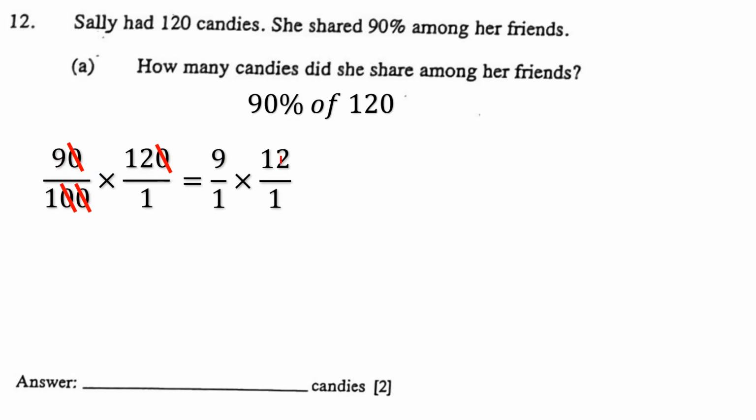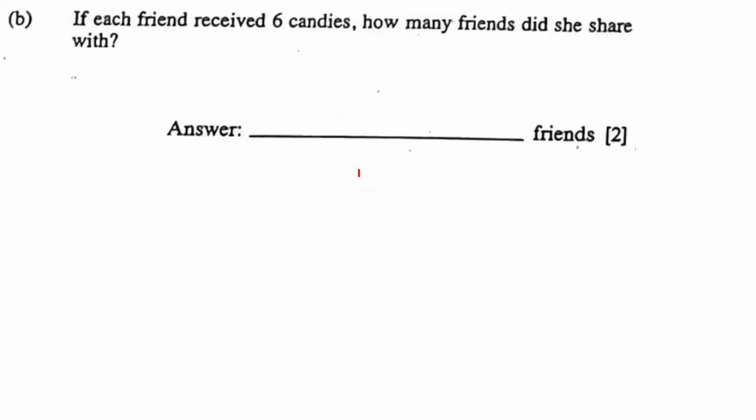What is 9 times 12? Well, 9 times 12 is 108. And what is 1 times 1? 1 times 1 is 1. And so the answer here is going to be 108. And so that means that she shared 108 candies with her friends, and that's 90%. Okay, so let's move on to the next question.